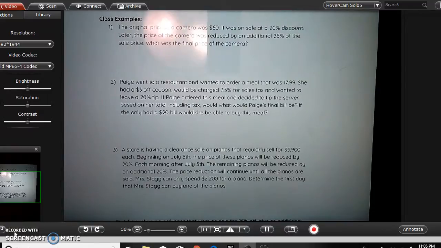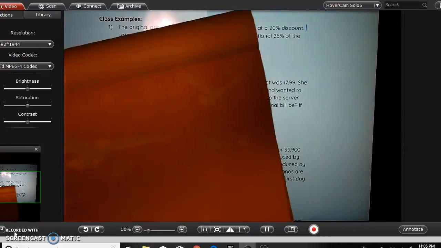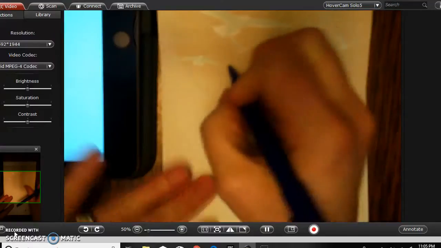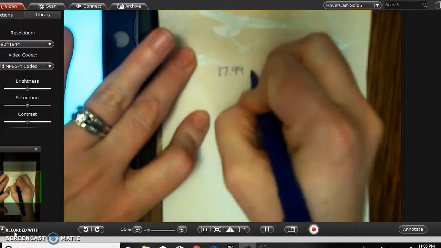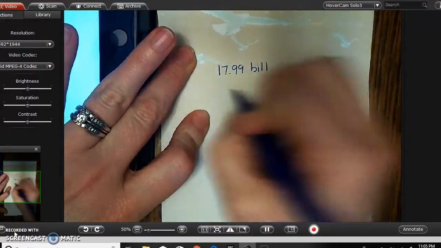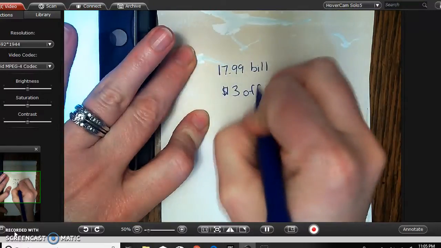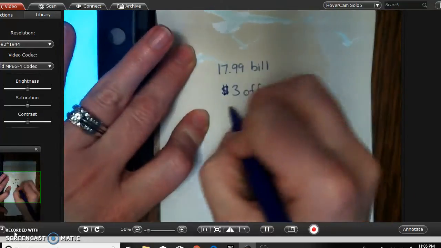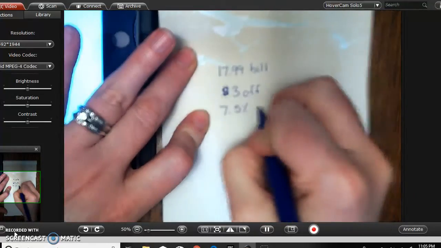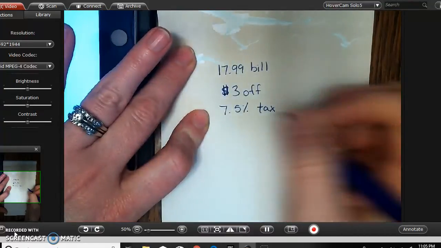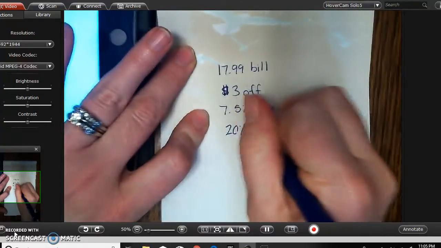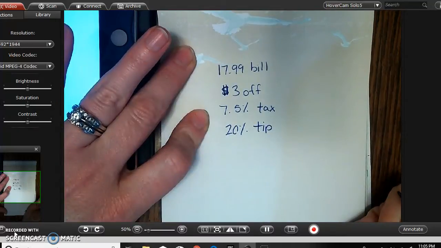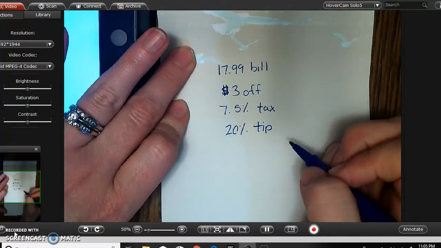So she went, and her original meal was $17.99. She has a $3 off coupon, not percent here, but a $3 off coupon. Then she gets charged a 7.5% tax, and then she wants to leave a 20% tip. So this is the actual order that we want to do these in. So I'm going to do this first.